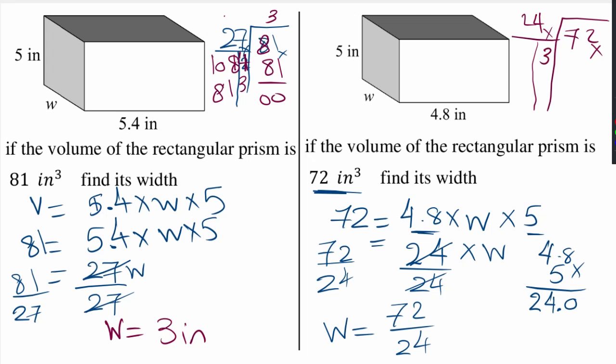Let's check 3. 3 times 4 is 12. 2 and carry on 1. 3 times 2 is 6 and 1 is 7. Congratulations, you made it. So it will be 3 inches. Okay? Let's continue.